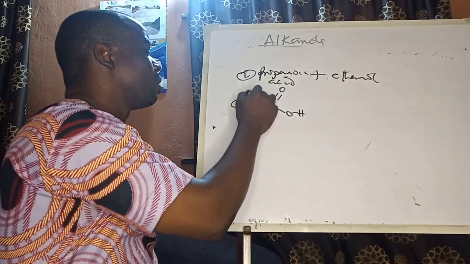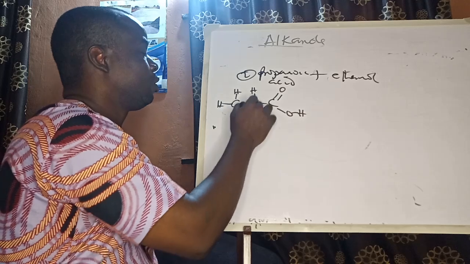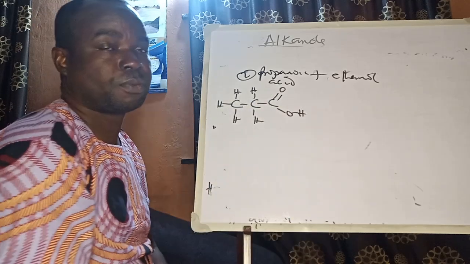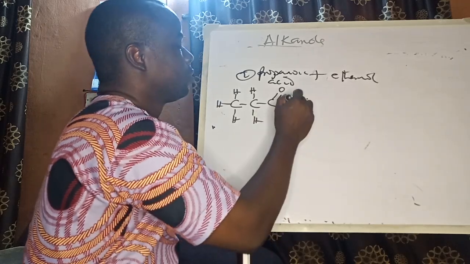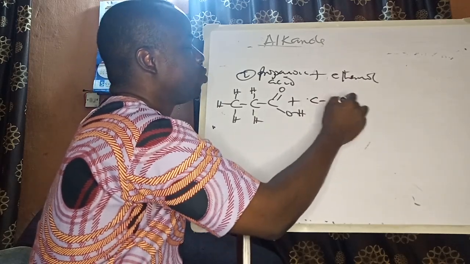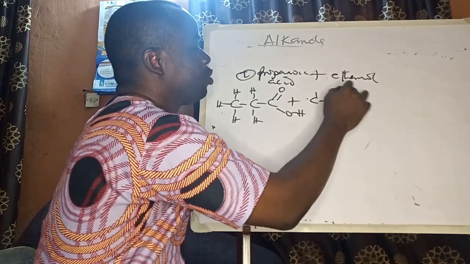Okay, so complete this one with H. This is prop. Now, what is ethanol? Eth is 2. 1, 2. You complete this one. Alkanol is OH. So you put H.